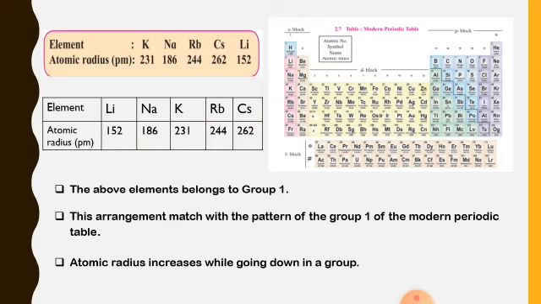Okay. So from this, can anybody tell me which element has the biggest atom? Think and answer. Yes, very good. Cs. This element has the biggest atom, that is 262. And which element has the smallest atoms? Lithium, that is 152. Okay. Yes, it is easy.